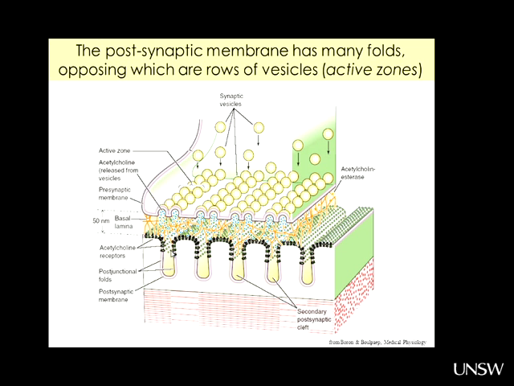The region where the vesicles are docked, ready to be released, we call the active zone. So here's an active zone. At a neuromuscular junction, there are many active zones and many docked vesicles, and we'll see why that is in a minute.